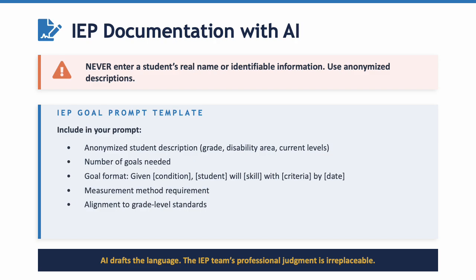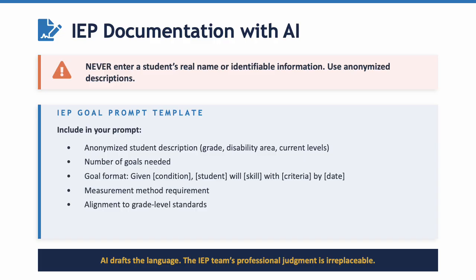Now, let's talk about IEP documentation. I want to be crystal clear about something first. AI does not and should not replace the IEP team's professional judgment. Your understanding of the student, your observations, and your expertise are irreplaceable. But the writing, the specific compliant language of IEP goals, present levels of performance, and progress reports, that can be drafted by AI and refined by you.